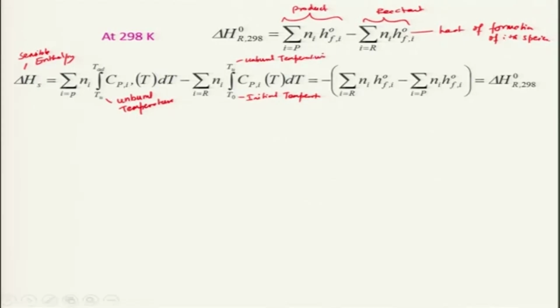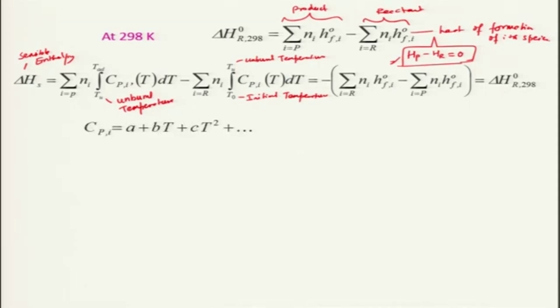That means before combustion the initial temperature will be different. If it is the same as the ambient temperature, as in the present example, then naturally this term will be 0, and that is equal to the heat of reaction. This expression you can get from the expression Hp minus Hr is equal to 0.